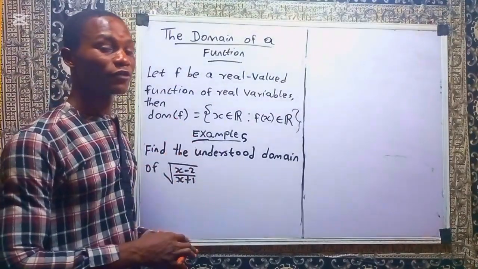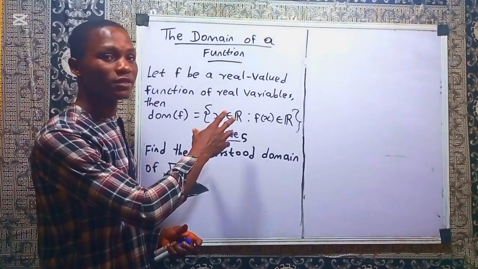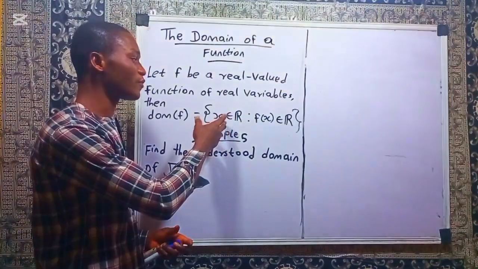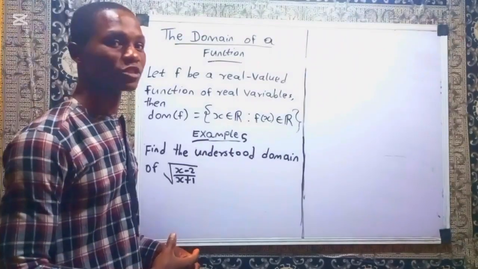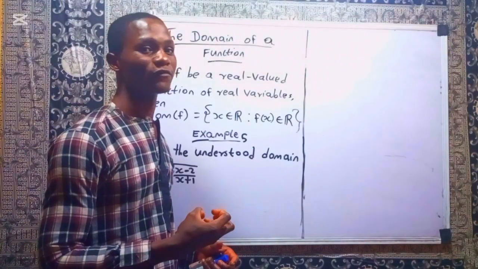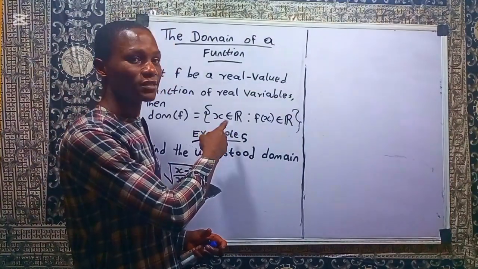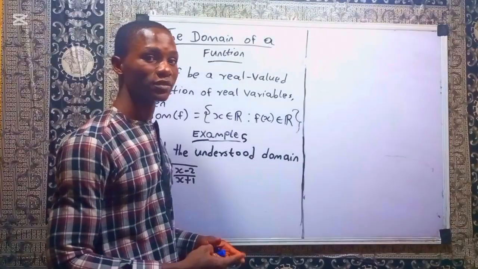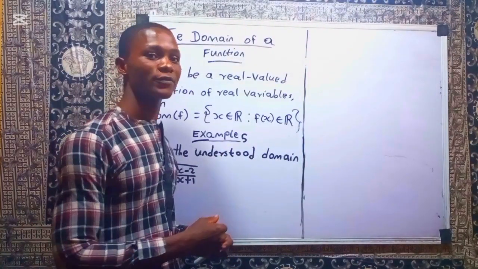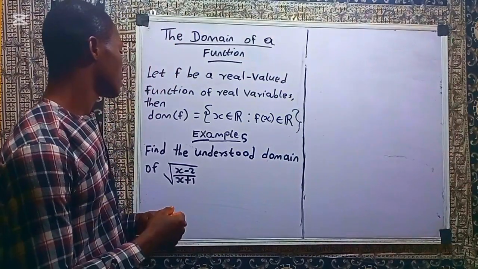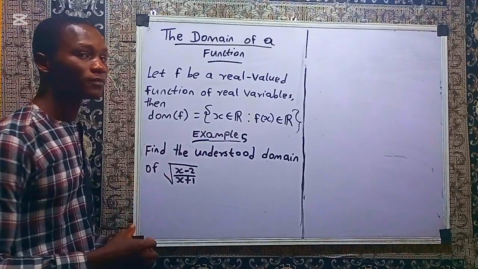Assuming that f is a real valued function of real variables, then the domain of f is the set of all x elements of real numbers such that f of x is what? A real number. Which means that the domain of a real valued function of real variable is a set of all real numbers x such that if I put them inside the function f, I will also get what? A real number.